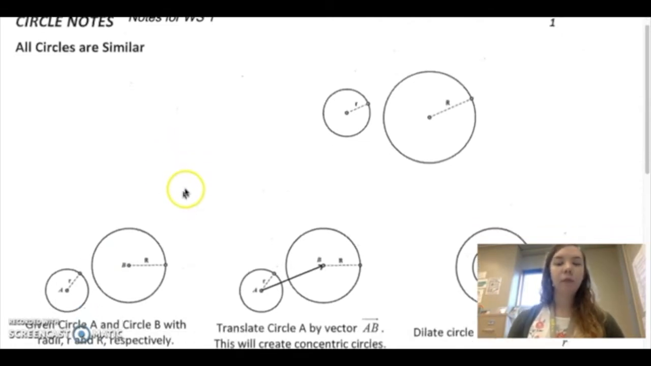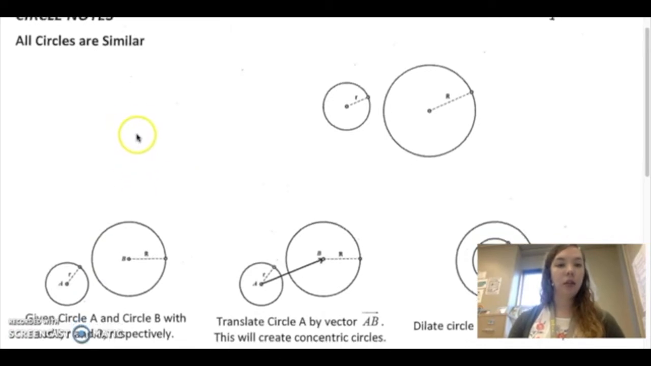Here, this just shows you kind of how we can show that. First, you would look at your two circles, and what we're going to do first is map one onto the other by translation. So you would shift it over by aligning your centers. So this center A we would put on top of center B.